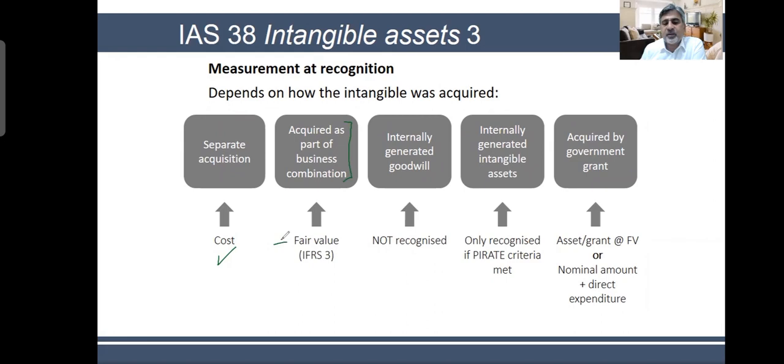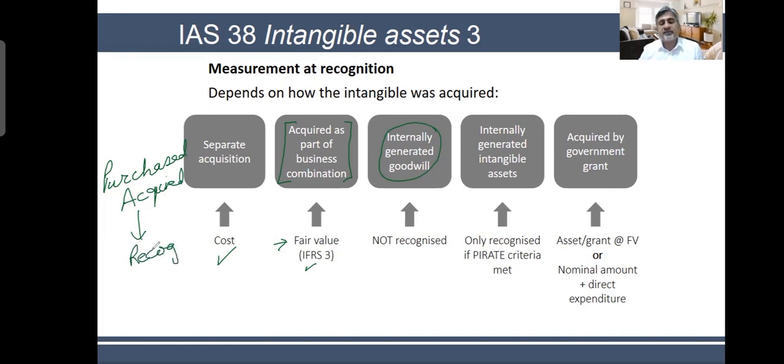And IFRS 3 will apply as part of business combination. You might have internally generated goodwill. Always remember, there are two types of goodwill. We call it purchased goodwill, which is sometimes also referred to as acquired goodwill. So if it is acquired goodwill or purchased goodwill, this is what we recognize in books. We recognize it because we have given cash for that. We have given money for that. So some asset has gone out, and as a result, this asset has come in. So the balance sheet remains equal.